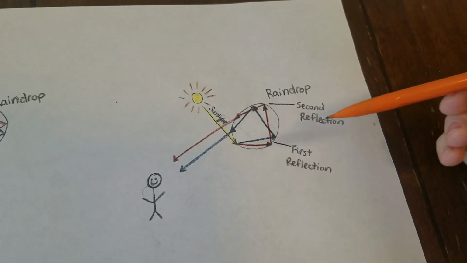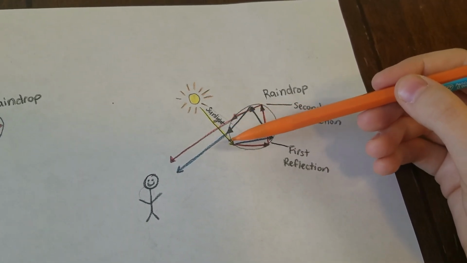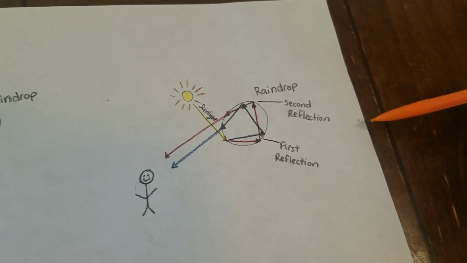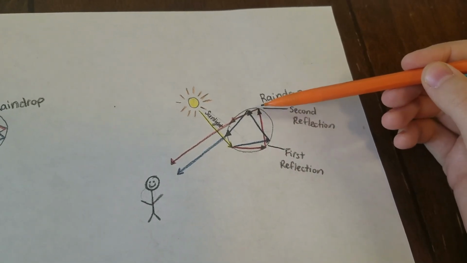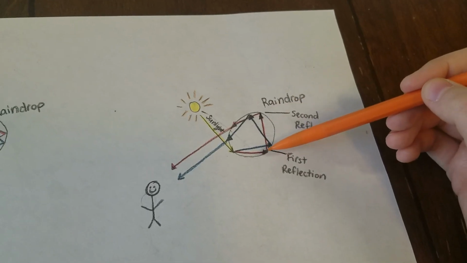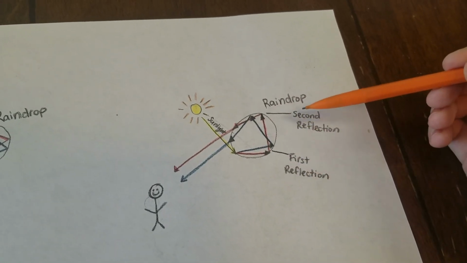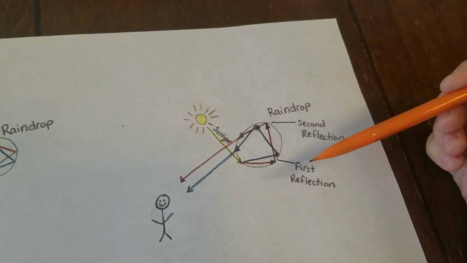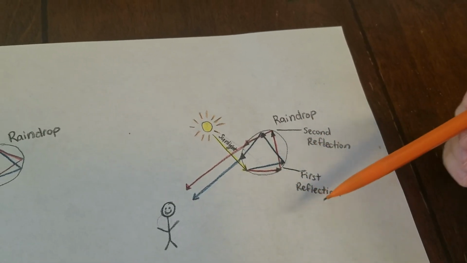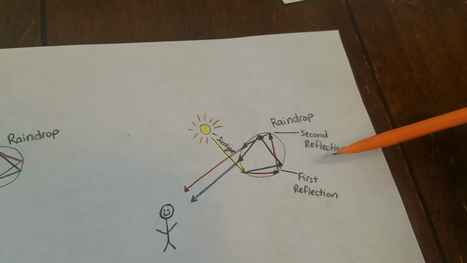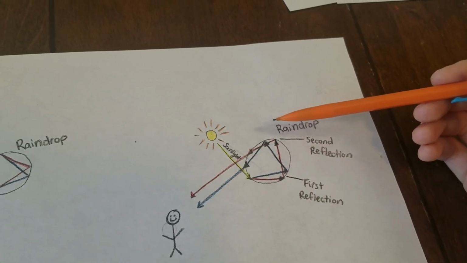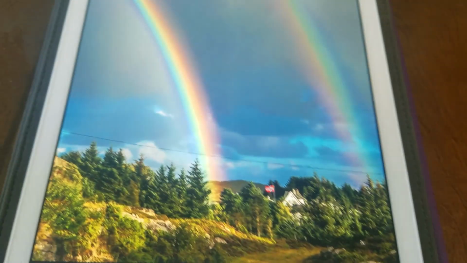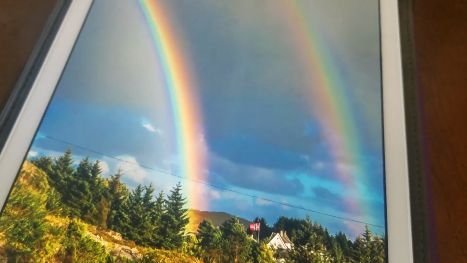Reflection, sometimes some of the light will keep traveling in this direction and some of it will bounce up this way. And so some of the light is lost for each reflection. And because the double rainbow has 2 reflections instead of 1, a lot more of the light is lost in the second rainbow than in the first one, which is why the second one appears dimmer than the first one and why the colors are flipped.